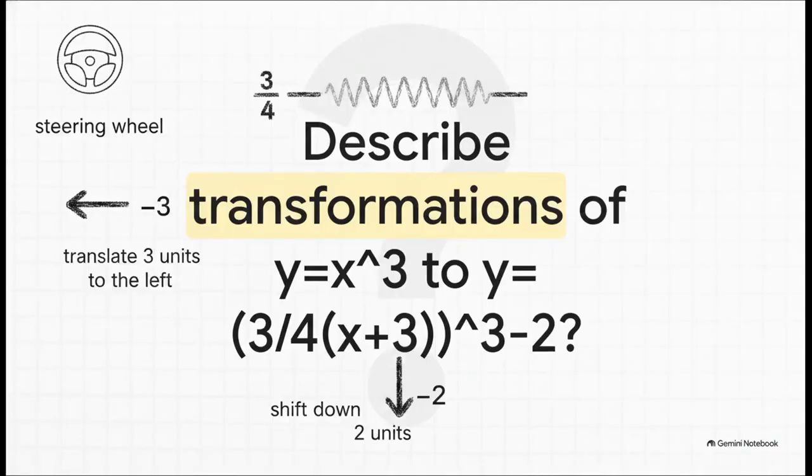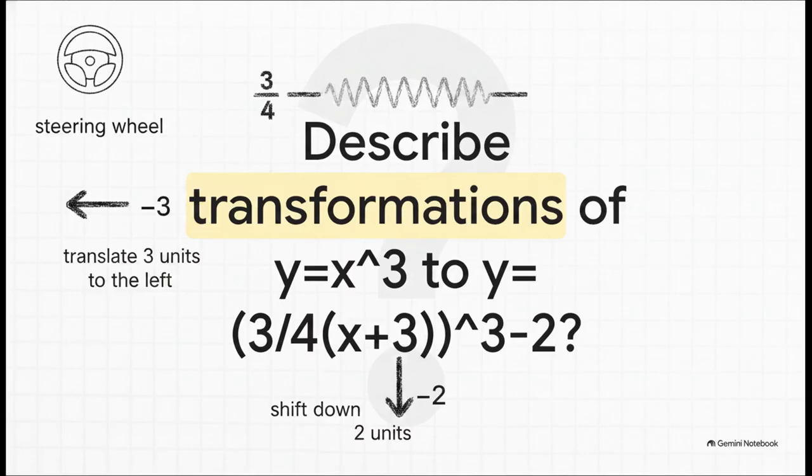Here we've got a basic parent graph, y equals x cubed, and it's transformed into this much longer equation. So let's break it down using our rules. Inside the bracket, we have an x plus 3. Because it's inside, we know for sure it's a horizontal shift. And because it's counterintuitive, the plus 3 actually means we translate 3 units to the left.